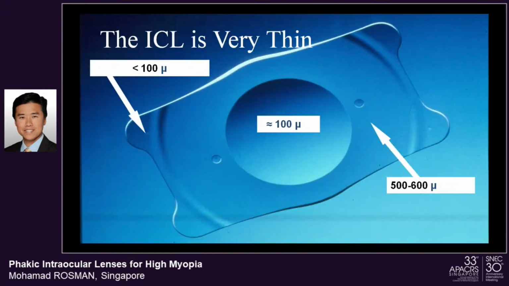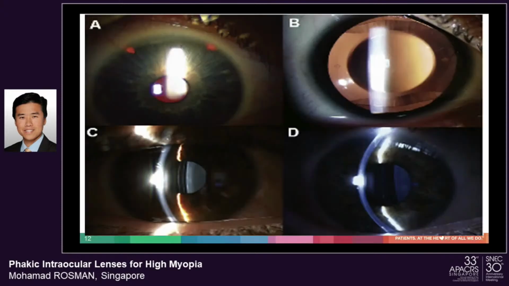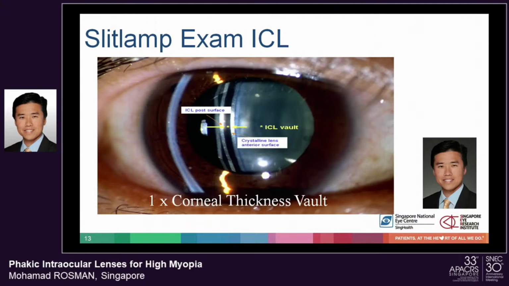I'll talk about the ICL as this is the lens which I commonly use and is probably more popular in Southeast Asia. You can see the lens is very thin, only about 100 microns. In the older versions, where there is no aqueous flow within the lens itself, there's a need to create a peripheral iridotomy. You can see from the picture in A. This is how the lens looks. On examination of the lens, if you look using just a wide view, you may not see the lens itself. You need to cast a slit beam. You can see the lens anterior to the natural lens.